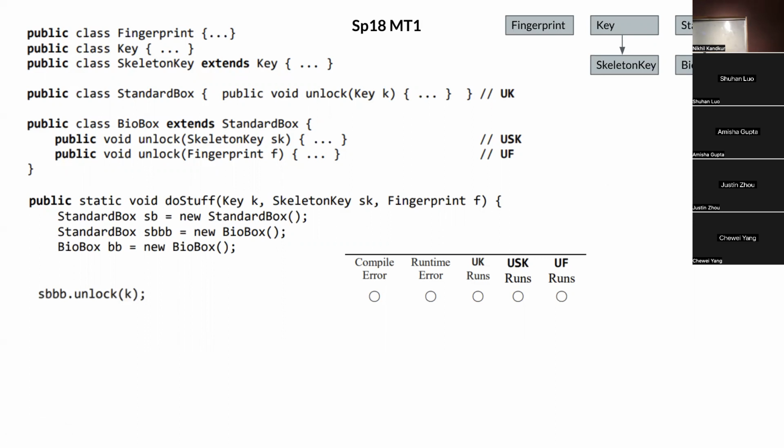During compile time, it would go into standard box and try to look for the unlock method. It's going to see one, and it's the UK method, right? So the compiler would lock that method.